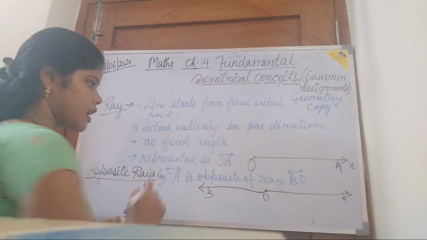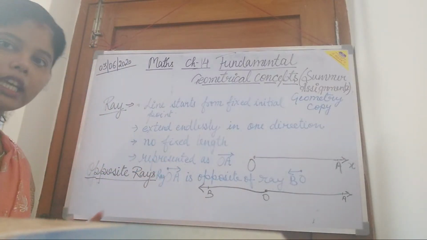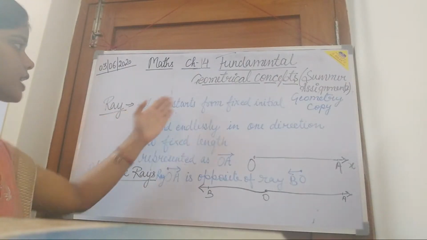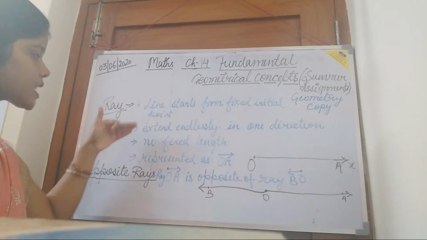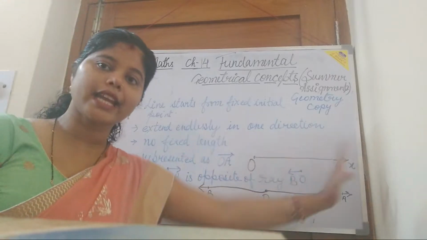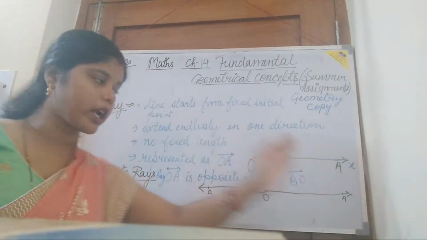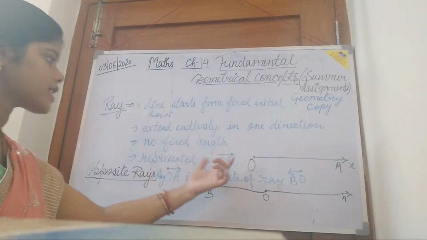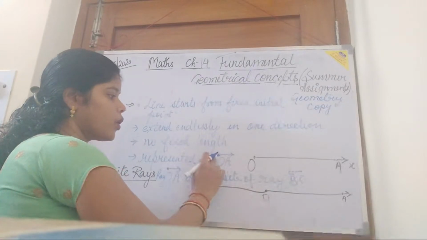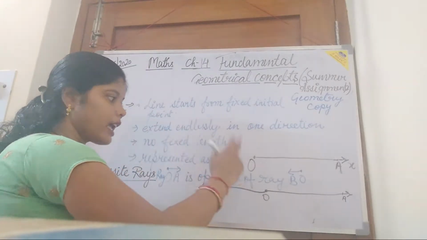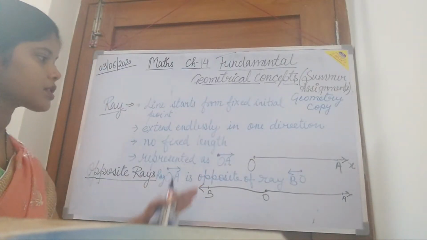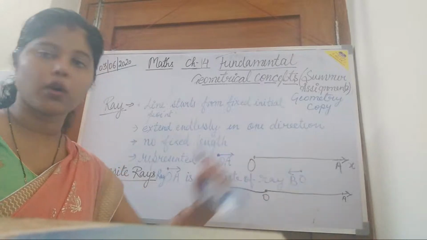The first letter indicates the initial point of the ray. So this is how you write what a ray is. The line starts from a fixed initial point and extends endlessly in one direction. It has no fixed length because it extends endlessly. It is represented as ray OA, which means it starts from O and extends endlessly through A. Here also, ray OA is the opposite of ray OB.